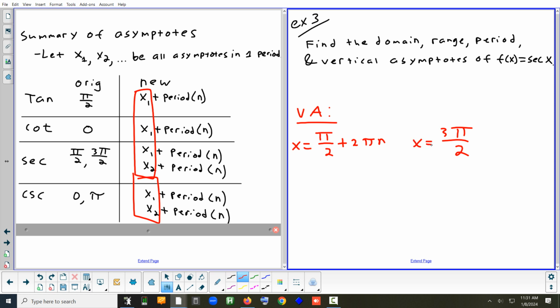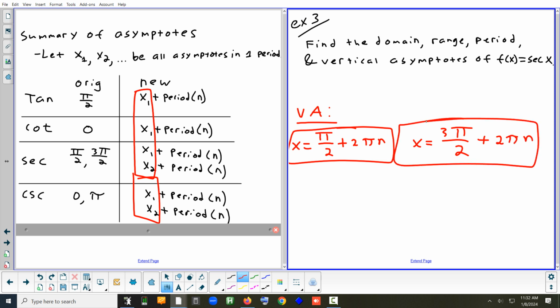All right. How would I represent that other asymptote repeating every 2 pi? Yeah, the other equation would be x equals 3 pi over 2 plus 2 pi n. And that represents that asymptote repeating every 2 pi. So those are your asymptotes.